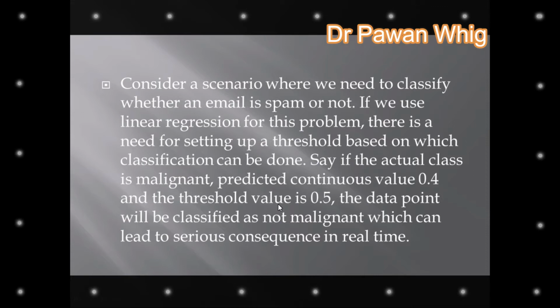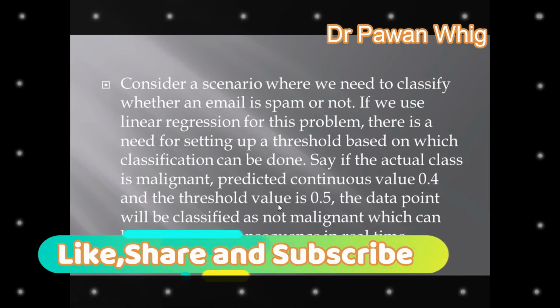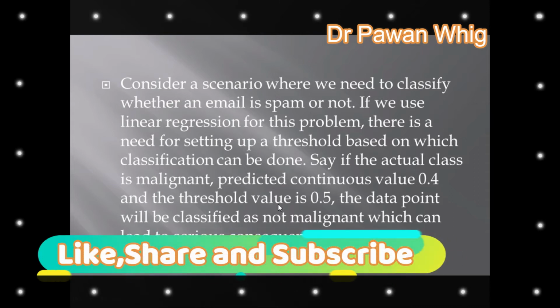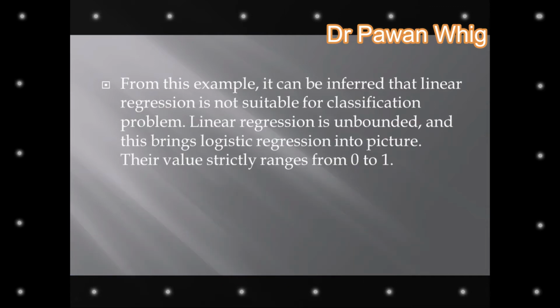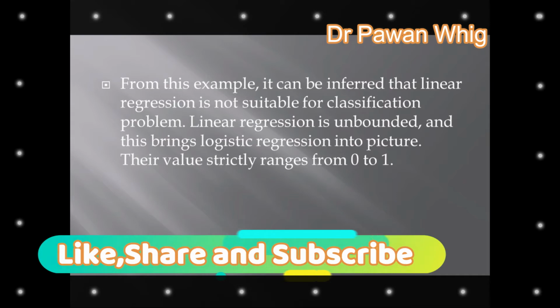It is because, say the actual class is malignant, the predicted continuous value is 0.4 and the threshold value is 0.5. Then the data point will be classified as not malignant, which can lead to a serious consequence in real time. Let us suppose a patient has a value of 0.4, and for a 0.4 value, if we consider it 0, it means the patient does not have malignant cancer, which sometimes leads to dangerous results. That's why the linear regression algorithm is not applicable for classification.